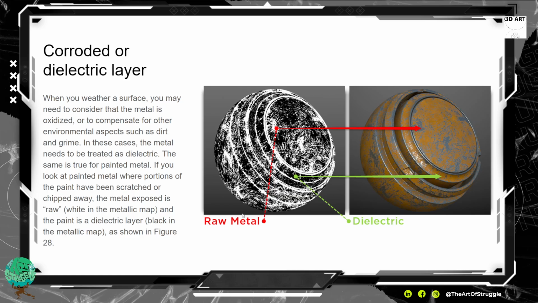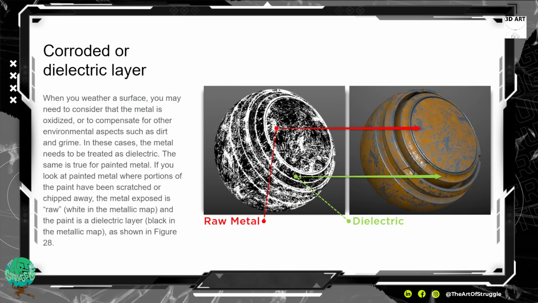So, corroded or dielectric layer. When you weather a surface, you may need to consider that the metal is oxidized, or to compensate for other environmental aspects such as dirt, grime, and dust. In these cases, the metal needs to be treated as dielectric. The same is true for painted metal. Think about the paint as more dielectric.